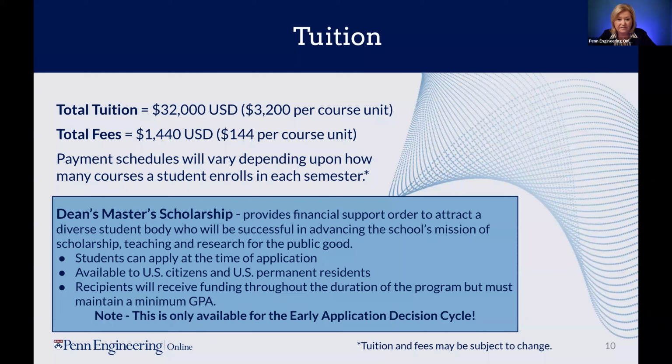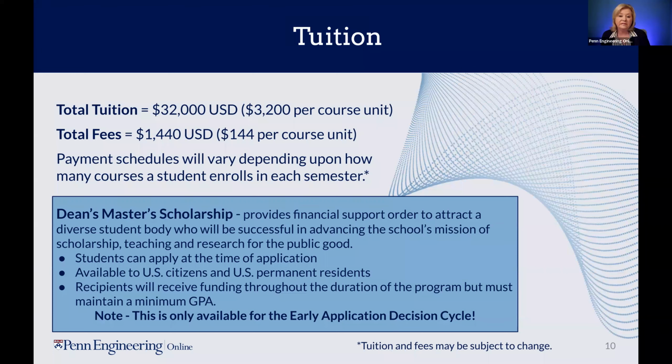There are some tech fees and additional fees. Those fees only amount to $144 per course unit, so you'd have to add that onto the tuition as well. And again, you're only paying for what you register for. If you go on our page for tuition, it'll explain the payment schedule options and different options for admitted students. So you want to make sure you check that out.